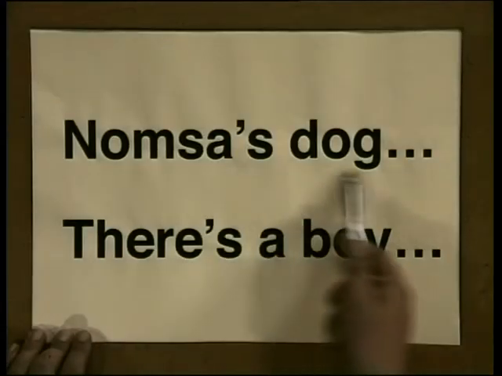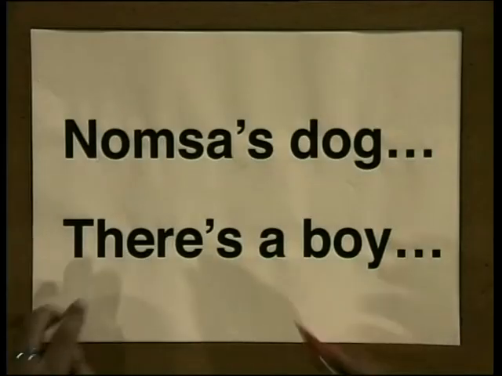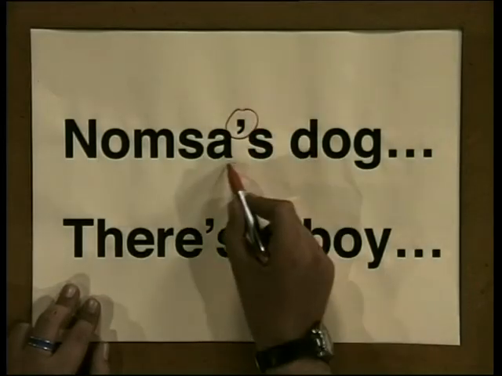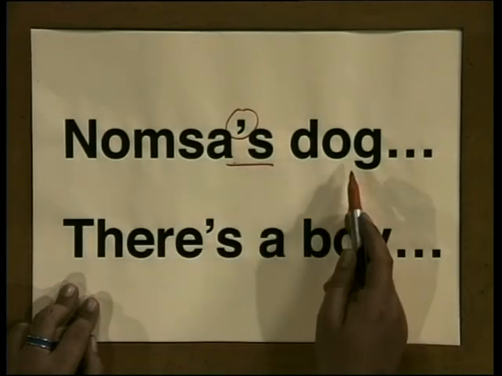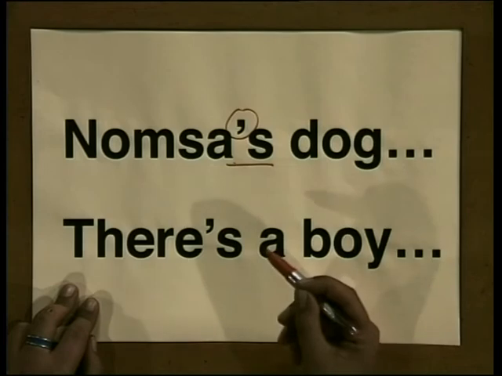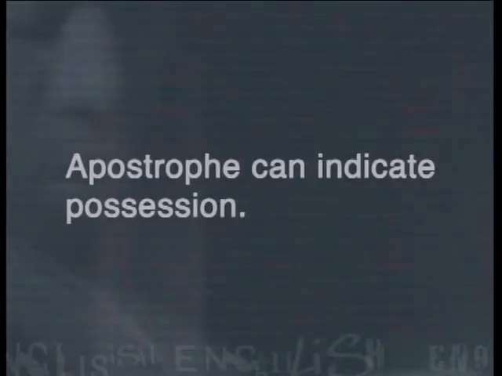But what about its functions? Here are two examples. Nomsa's dog and there's a boy. I'm sure you can tell that these are two very different uses of the apostrophe. Here, the apostrophe with the S shows ownership. Nomsa owns the dog. The formal English term for this is possession. So, apostrophes can indicate possession.